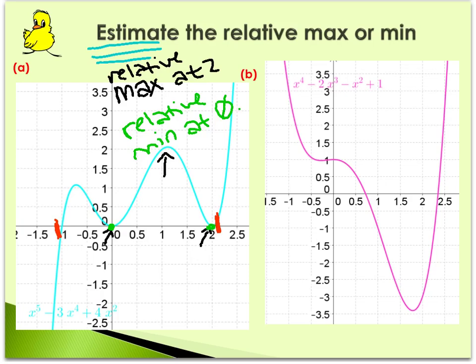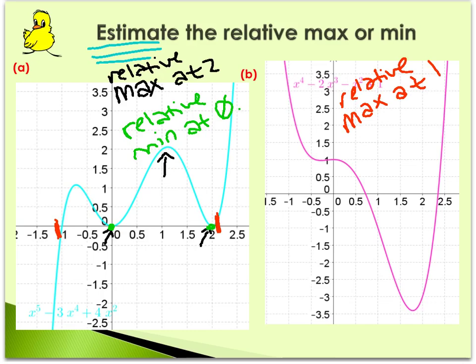Now looking at part B, again, I'm just going to focus in on this interval here, right, from here to here before it starts going off into infinity. So from here to here, I want to know what's the highest y value it achieves and what's the lowest y value it achieves. So our relative max is going to be the highest y value, and that's going to be up here at 1.